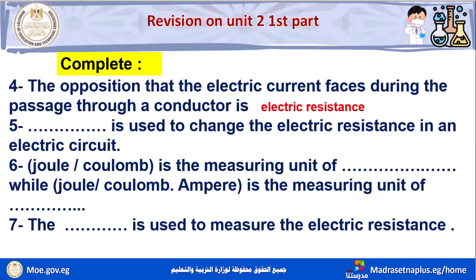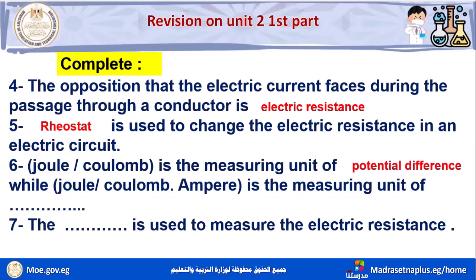Number five, rheostat is used to change the electric resistance in an electric circuit. Number six, joule per coulomb is the measuring unit of potential difference.